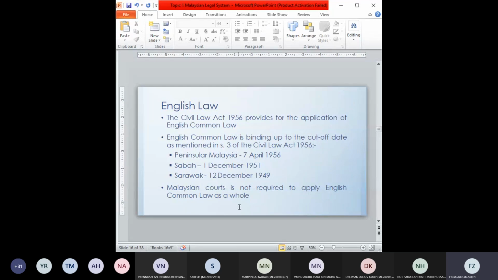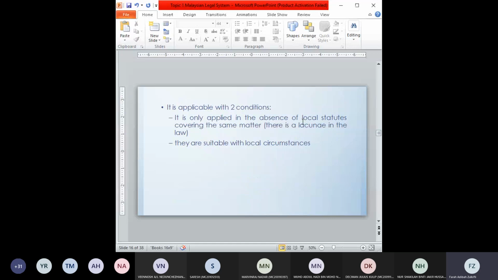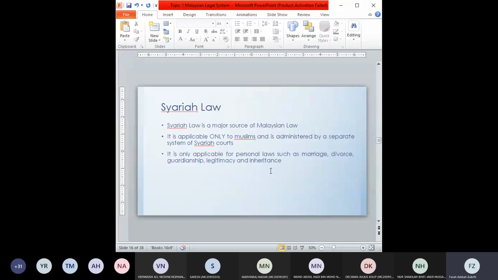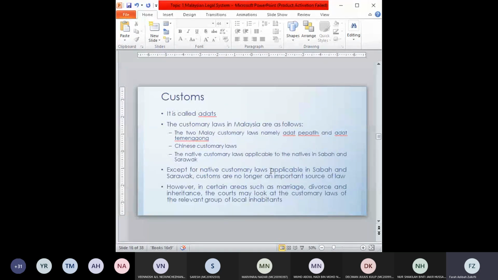Okay, and then other than English law, we have another source of law in Malaysia, which is customs. Customs is what we call adat in Malay. In English, it's called custom. So custom is what we call local practices. In Malaysia, we have a number of customary laws. For example, we have adat pepatih and adat temenggung, and the Chinese also have their own customary laws, and we also have native customary laws which are applicable to the natives in Sabah and Sarawak.